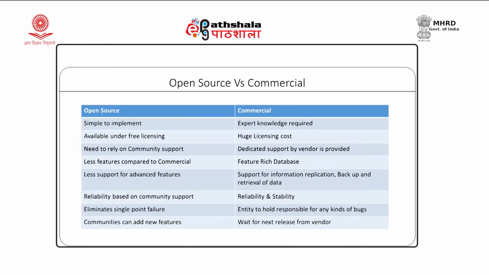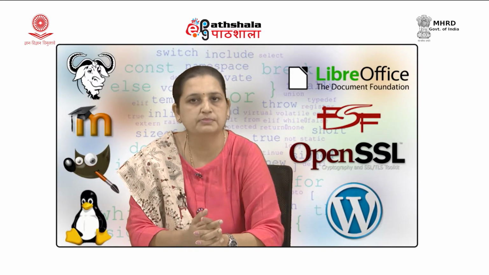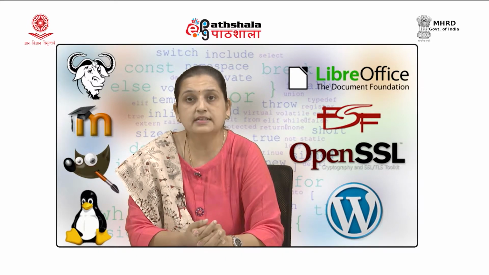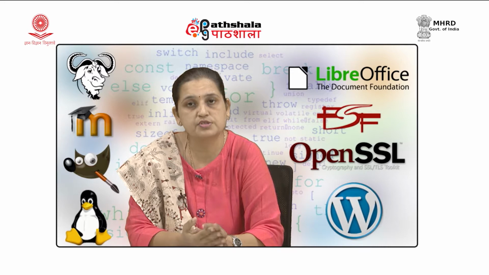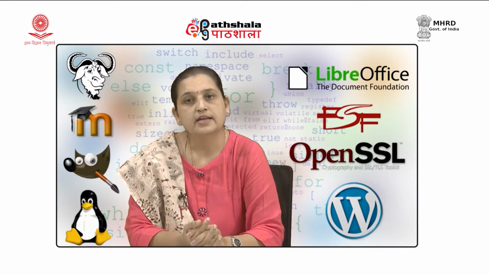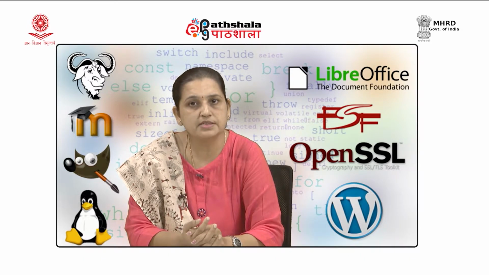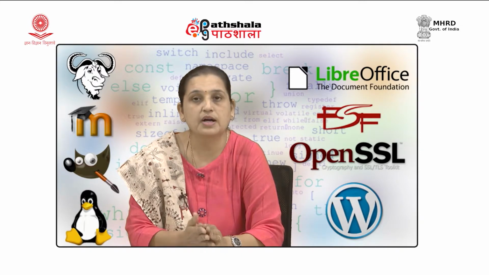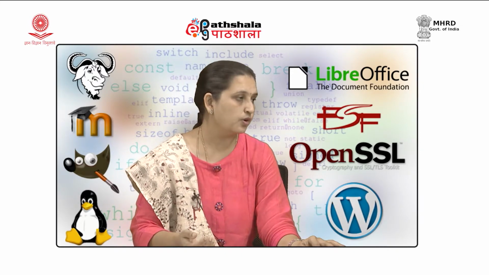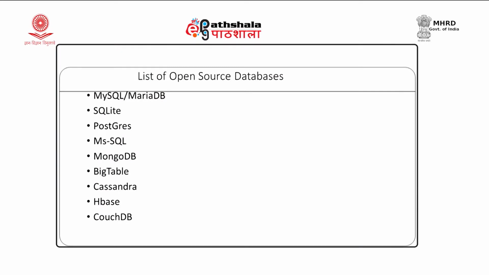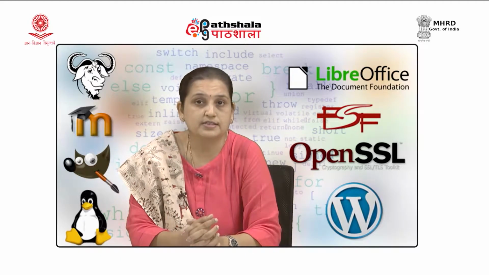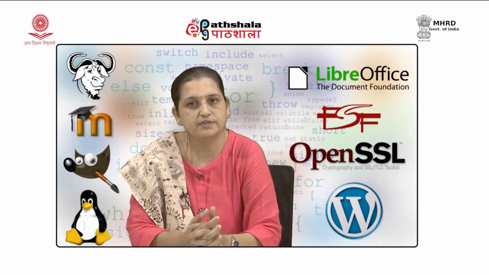So, here we have seen various differences or comparisons of open source versus commercial, but still we know that in the last few years open source databases have been gaining popularity. So, first of all, let us have a look at the list of open source databases, and then we go into detail of how these databases work. The list of open source databases: MySQL, MariaDB being the fork of MySQL, Sqlite, Postgre, MS SQL, that is Microsoft SQL Server, MongoDB, Bigtable, Cassandra, HBase and CouchDB. Here you might wonder why I have written Microsoft SQL? We will come to it when we go into detail.